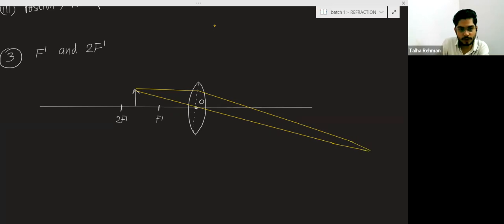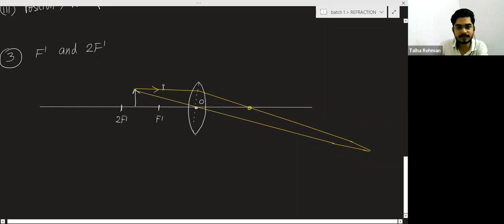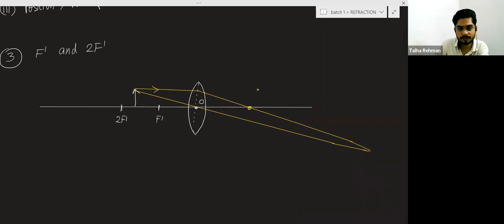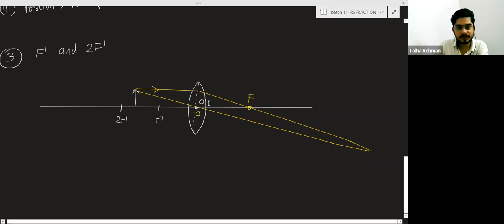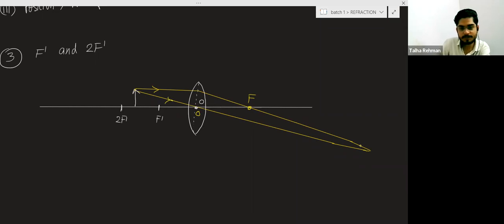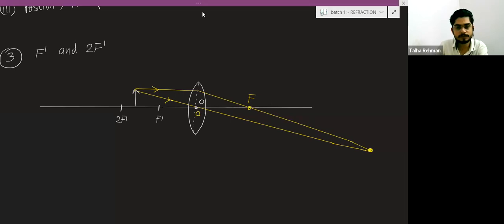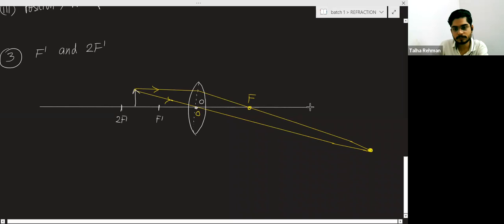So what we have done: the first ray from this object is parallel to the principal axis, so it will pass through the focus. Another ray from the object passes through the optical center and goes straight. Both these rays will meet at this point, somewhere here, and we will get our image.